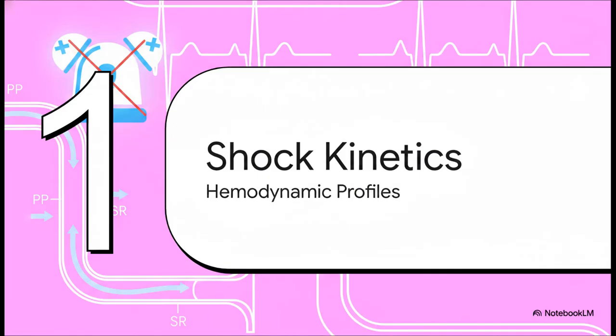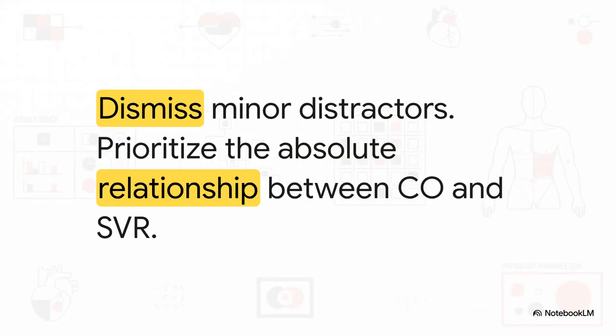Module 1, shock kinetics and hemodynamic profile forks. Okay, to really master the first principle concept of perfusion pressure versus systemic resistance, you absolutely have to filter out the noise. Think about what we call step 2 noise, distractors like a remote history of congestive heart failure, or maybe just a mild, non-specific tachycardia. You've got to dismiss those immediately. Instead, lock your focus entirely on the absolute physiologic relationship between the heart's cardiac output and the systemic vascular resistance. That interplay right there dictates your patient's survival.